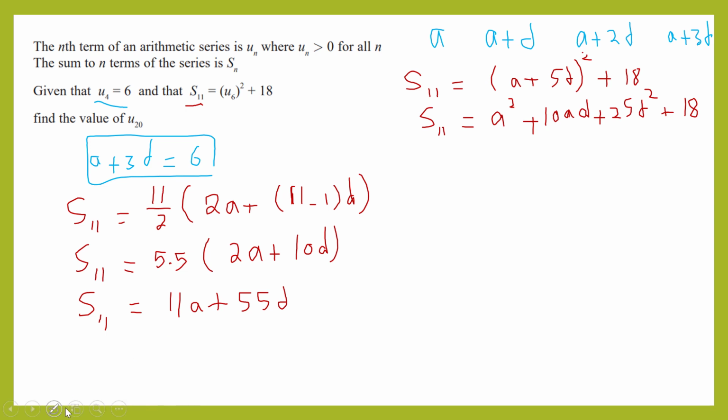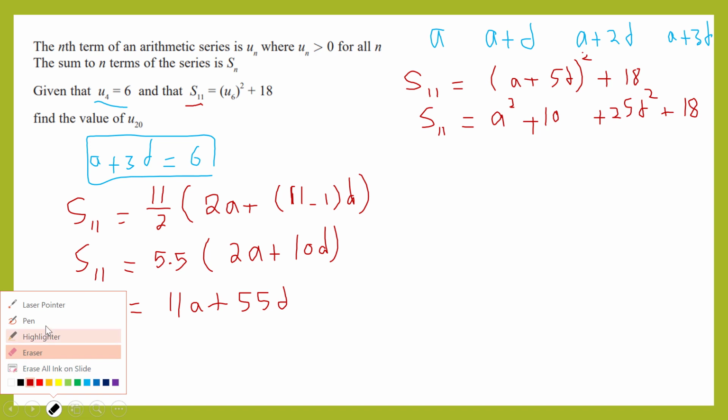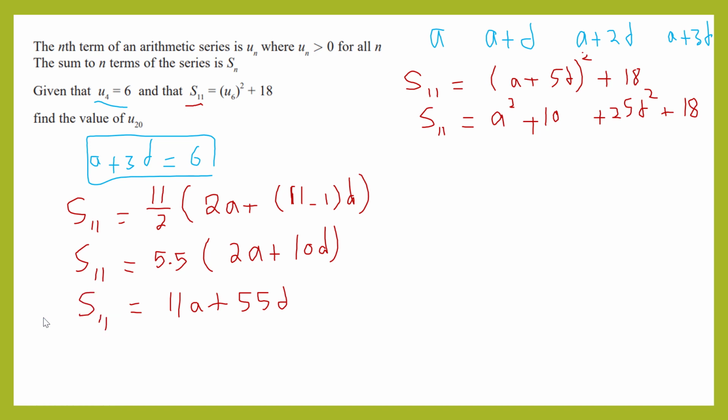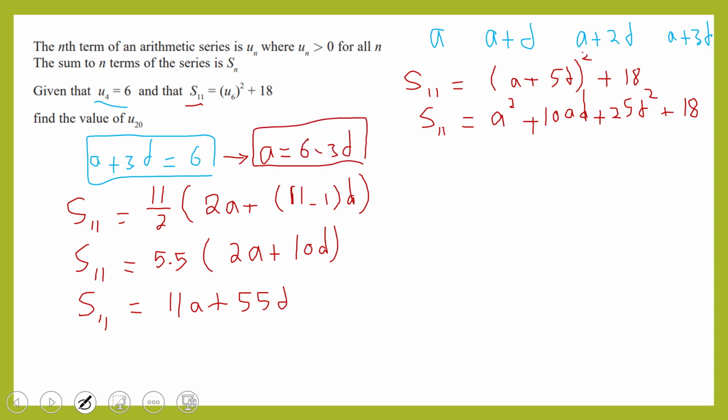I will try to simplify as much as I can, or we can use the equation which we wrote at the beginning, that a plus 3d is equal to 6. We can make a the subject, or do substitution, a in terms of d. So this equation can be written as a equals 6 minus 3d, and then we would work on this and the rest of the equations to solve this question in an easier way. So I will replace each a by 6 minus 3d.